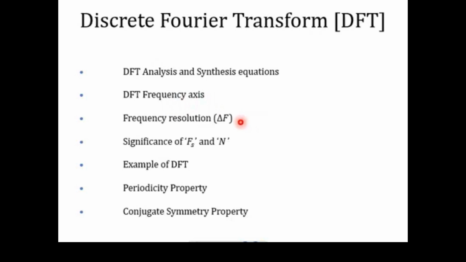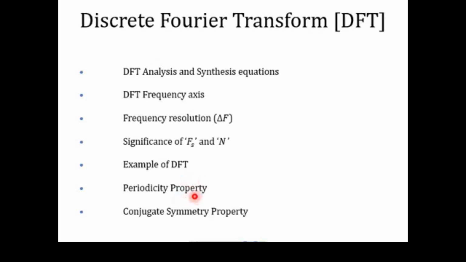And we also discussed the meaning of frequency resolution and its dependency on Fs and N. So we also discussed the significance of Fs and N in setting the desired frequency resolution of the DFT output. And we also discussed some numerical examples on DFT. And finally, we discussed some important properties of DFT, which are the periodicity property and conjugate symmetry property.